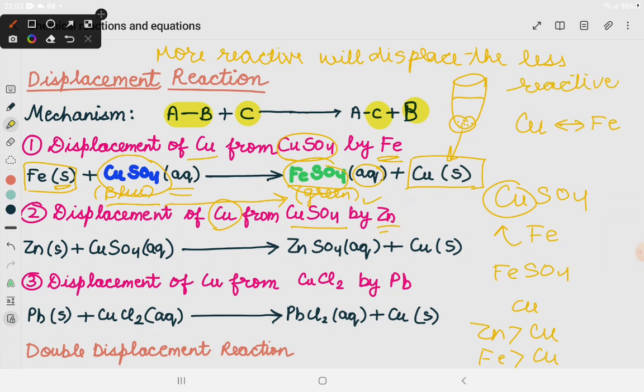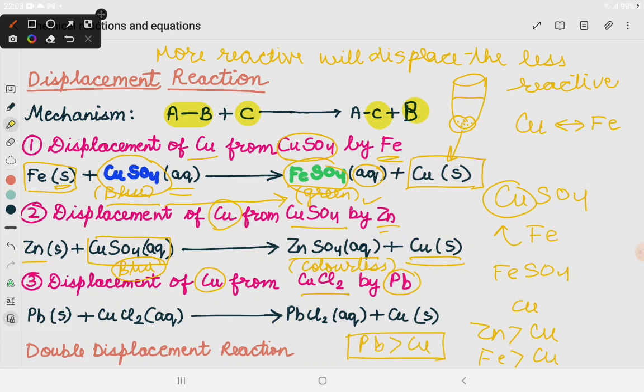So here we have more reactive zinc, and here we have copper sulfate solution. You already know this is again blue colored. Now after a little time we will form colorless solution or something white color. So this will be now zinc sulfate, and then we have the copper solid form. Third is when we displace copper from CuCl2, that is cupric chloride, by lead. It shows that again lead is also more reactive than copper.